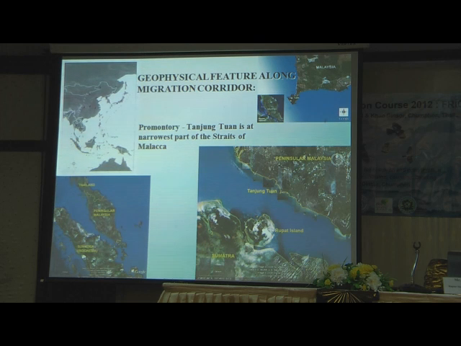So they would rather not cross here, but instead cross here. We do not know. Some may actually cross here, but it is left for us to find out. But most of them will take this route, especially during the northward journey in spring, in February and March. So another example of a geophysical feature: capes or promontories.